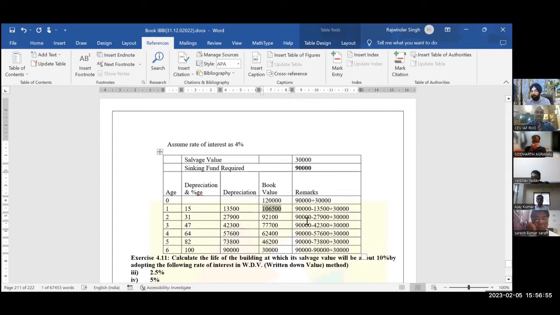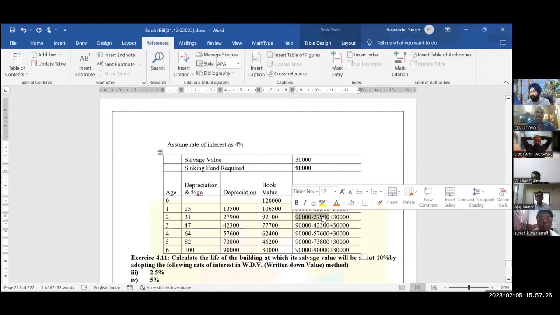Now at the end of the second year, depreciation will be 31%. Now this depreciation is applied on 90,000. See here, 90,000 into 31% is 27,900. So you have to apply 90,000 minus 27,900 plus 30,000 for book value. If you have to calculate depreciated value, this is depreciated value: 90,000 minus 27,900. And if you have to calculate book value, you have to add 30,000 in it.